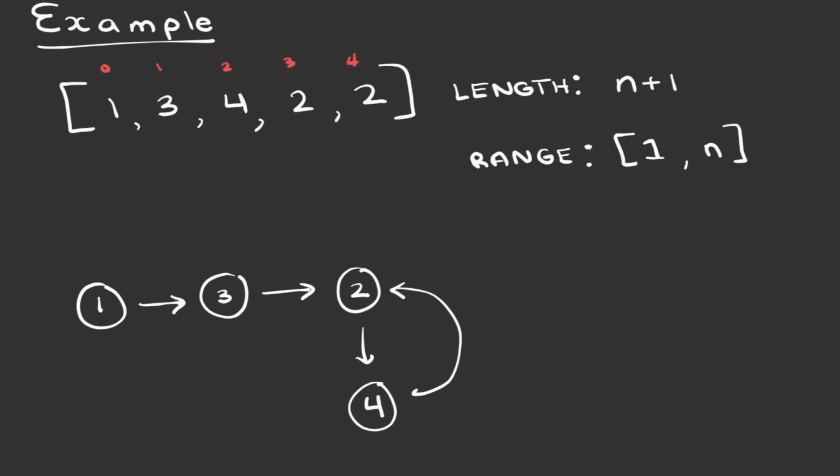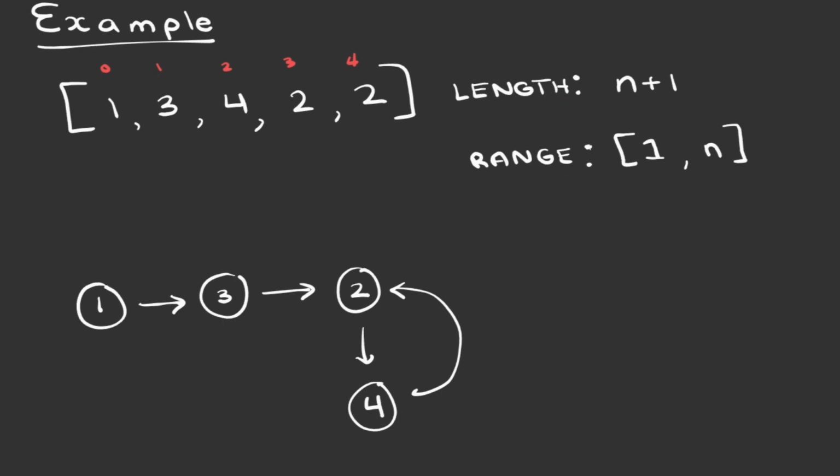We also know that the length of the array is going to be n plus 1, and the range of the elements is going to be from 1 to n inclusive. The reason we have n plus 1 is because we already know that there is going to be a duplicate in the array, so that element is exactly the duplicate we want to return.